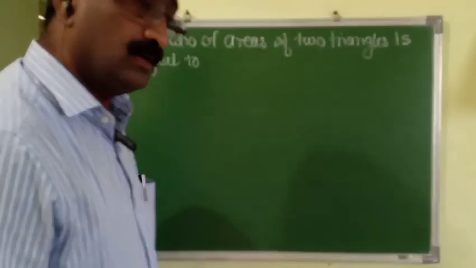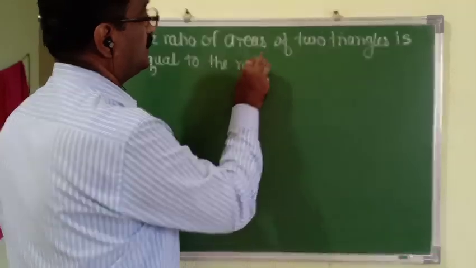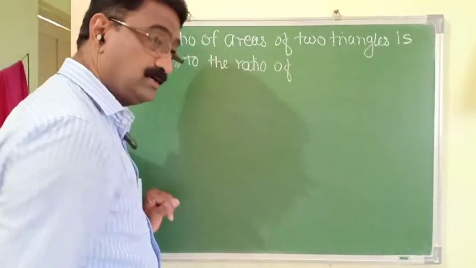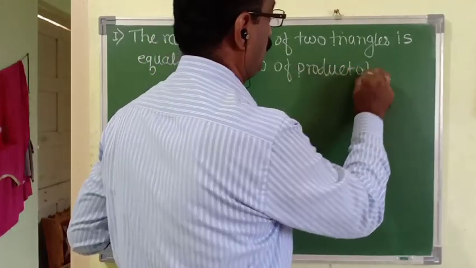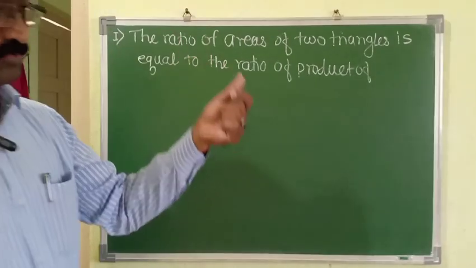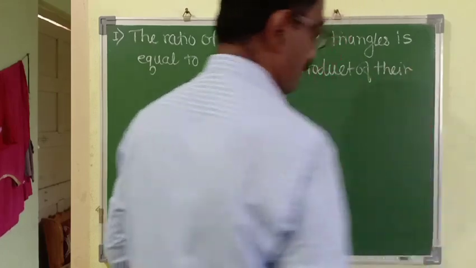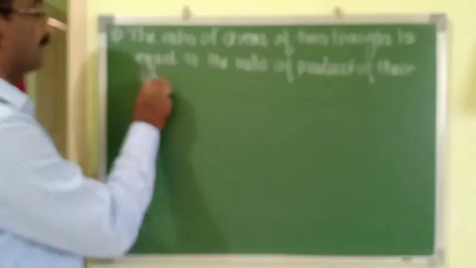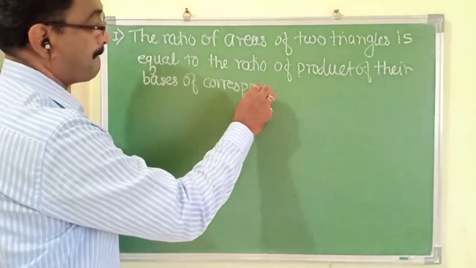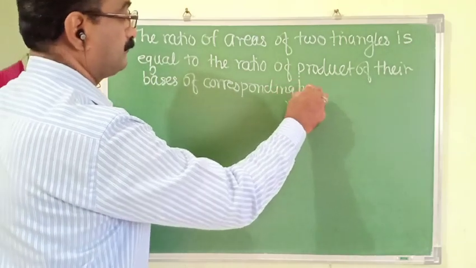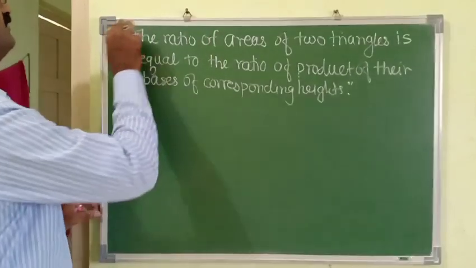what? It is also equal to the ratio of the product of what? Their bases and corresponding heights. So this is the first property.